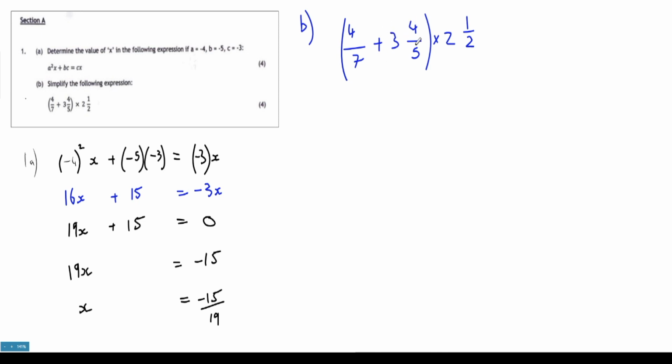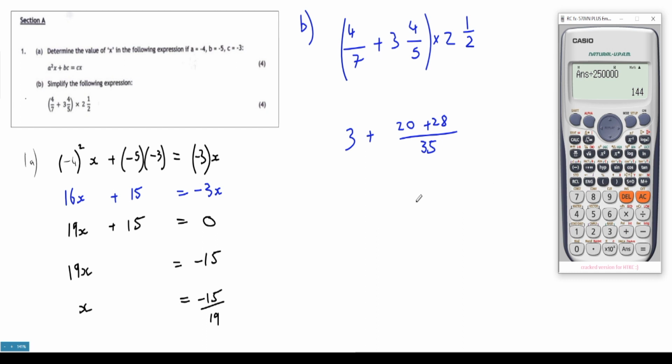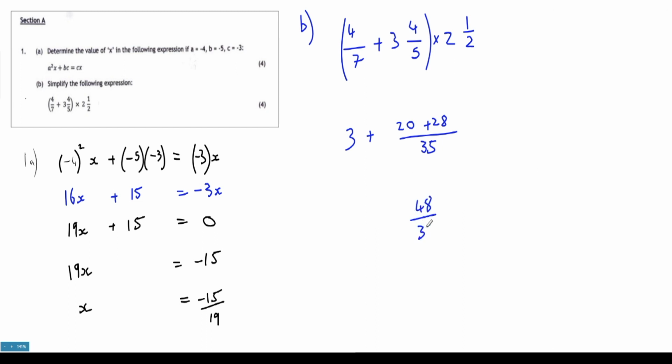Imagine you had 3 pizzas and I just want to add the slices together, these like bits left over. So it doesn't really matter how I do it. So let's do 3 plus. And then I'm going to make these into equivalent fractions by cross multiplying them. So 5 times by 4 is 20. 7 times by 4 is 28. Over 7 times by 5 is 35. Gonna get a calculator for that. Oh, it's 48 over 35.